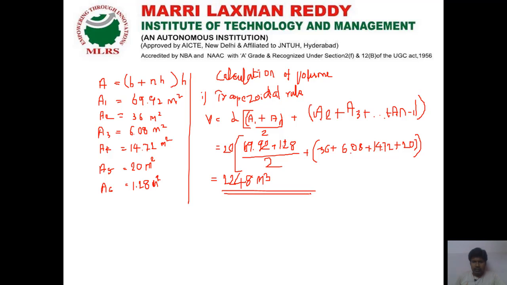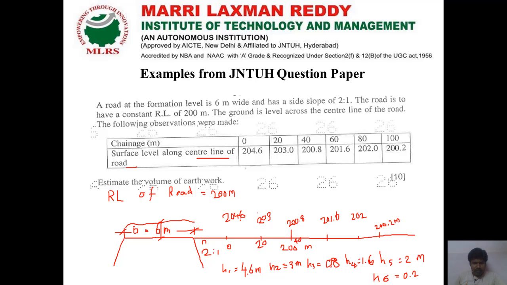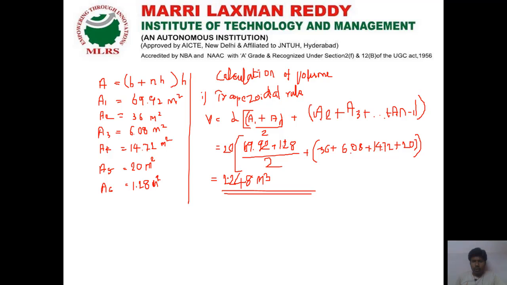Here the existing level of the ground is like that and the formation level is like this. Now we have to do the earthwork cutting. So 2248 m cube of earth cutting we have to do to make the formation level.